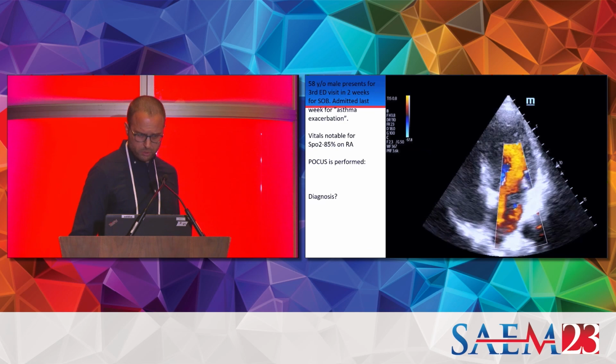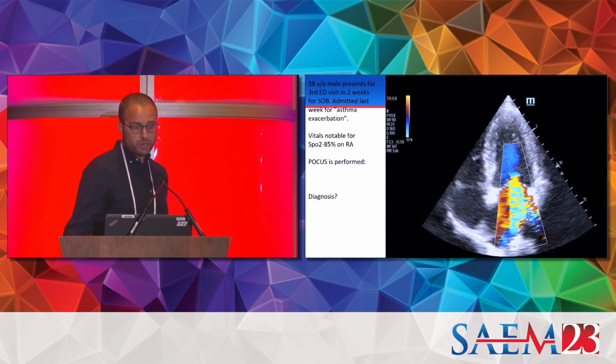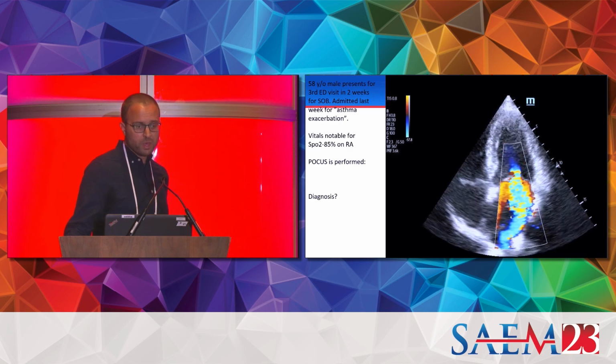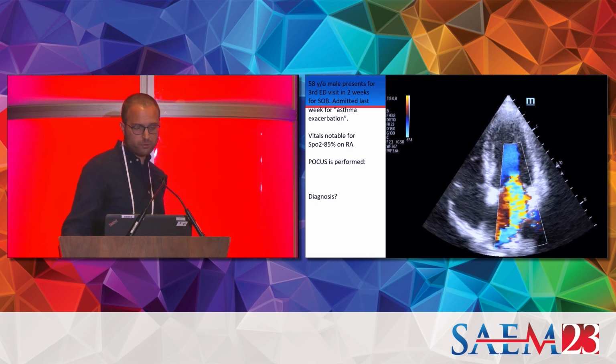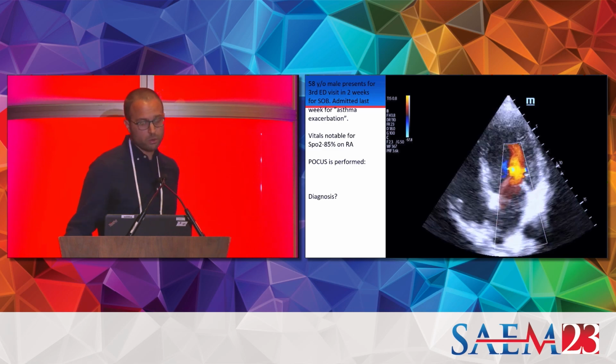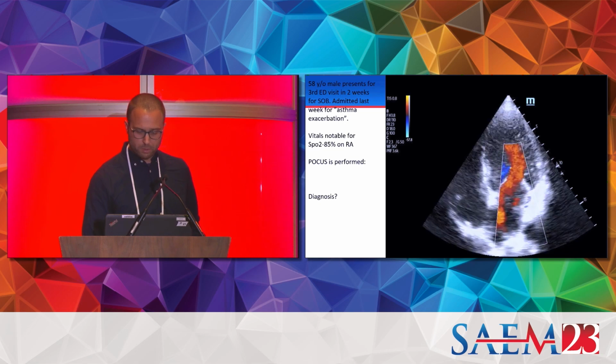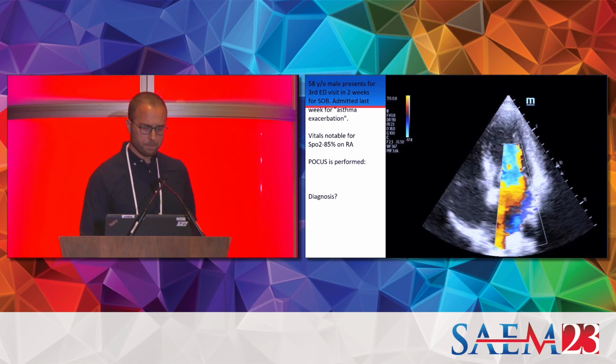Okay, so moving on to our next case. So we have a 58-year-old male. They present for their 3rd ER visit in 2 weeks for shortness of breath. Last week they were admitted for an asthma exacerbation. On their vital sign assessment, they are noted to be hypoxic to 85% on room air, and this is their POCUS exam. What are we seeing?